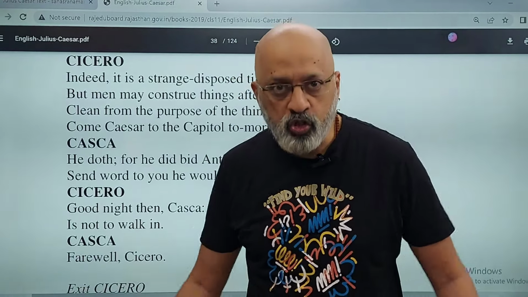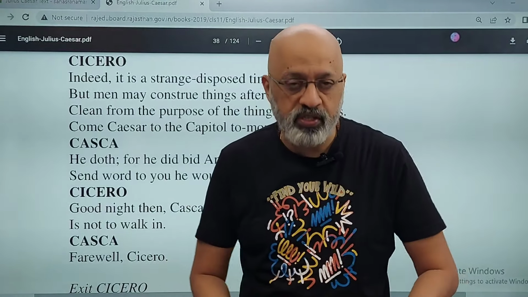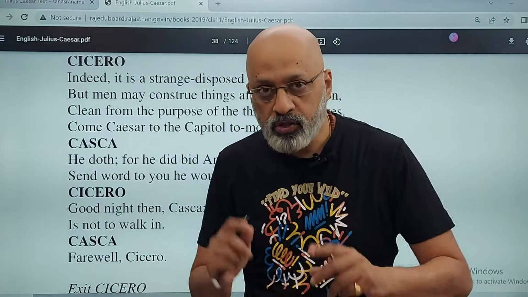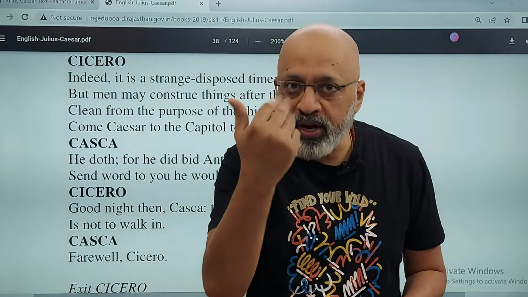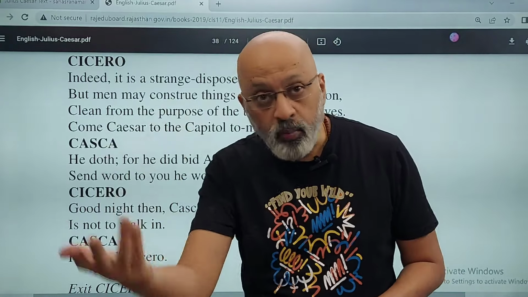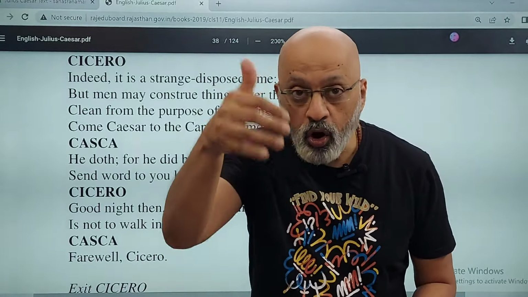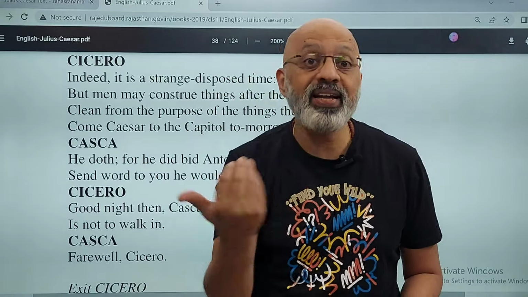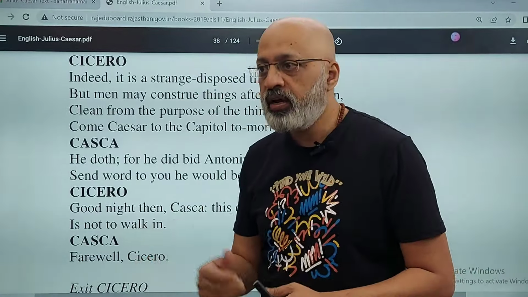Construe means interpret. Costume means you wear something, you change the shape or the look of the person, right? So they may interpret. So you understand how Shakespeare uses his words. Costume, because you wear a t-shirt, you look like something. You wear a formal shirt, your look may change a little. So the interpretation of your personality has changed. That's why construe essentially means interpret.